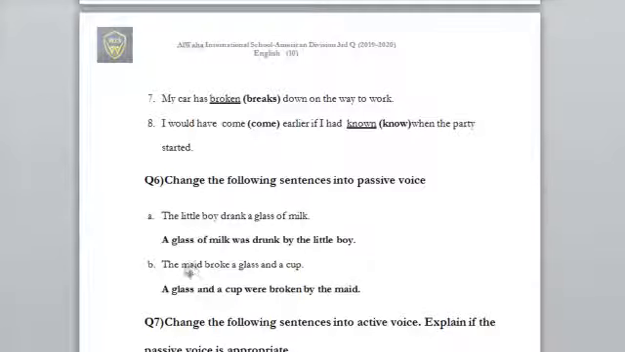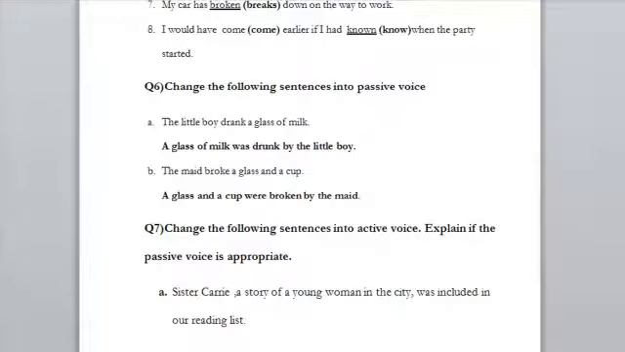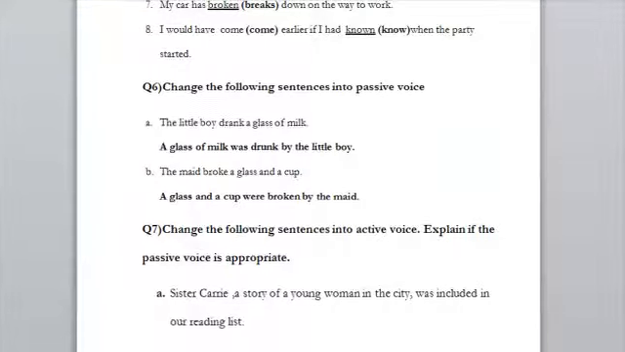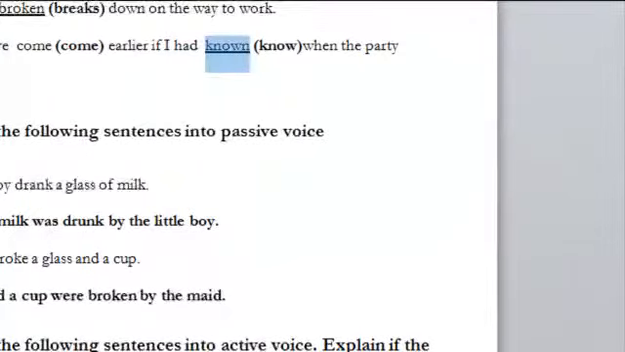By whom? This is the performer, the subject: by the maid. So a glass and a cup were broken by the maid. And here it's almost the same thing. I'm giving a few sentences and I'm asking everyone whether you can change or you will keep as it is. So change the following sentences into active voice and explain if the passive voice is appropriate. What does it mean? Appropriate means what? I don't have a performer. The subject of the main sentence is not there.